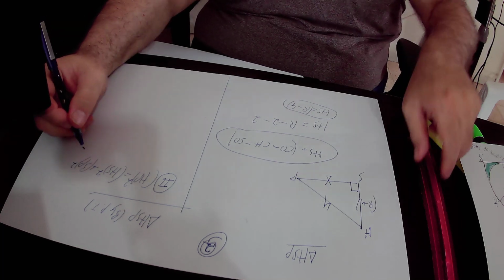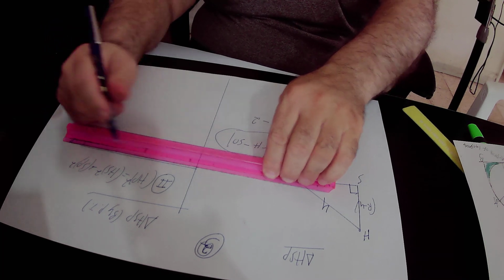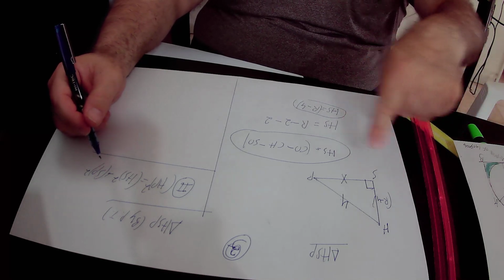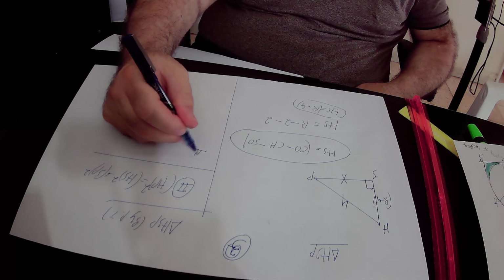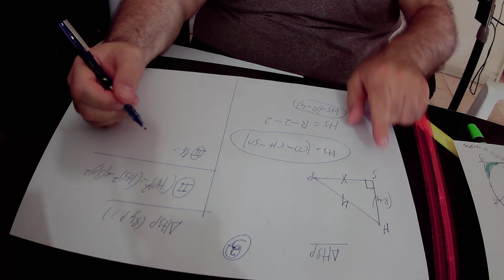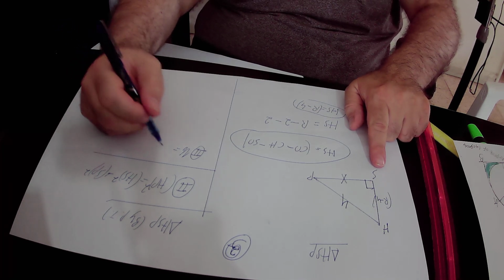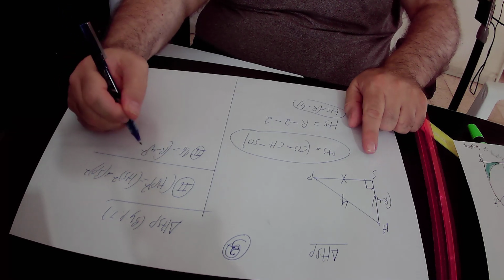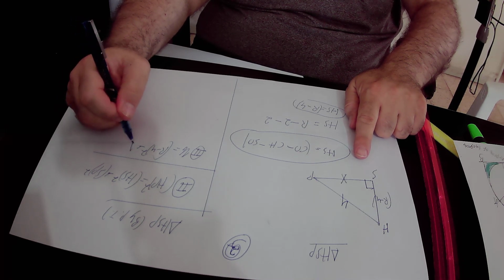Repeat again, in the right triangle HSP according to the Pythagoras theorem, HP squared equals HS squared plus SP squared. HP equals 4, so HP squared is 4 squared, that is 16. That is equal to HS squared. HS equals capital R minus 4, so HS squared is (R minus 4) squared, plus SP squared. SP equals x, so SP squared is x squared.